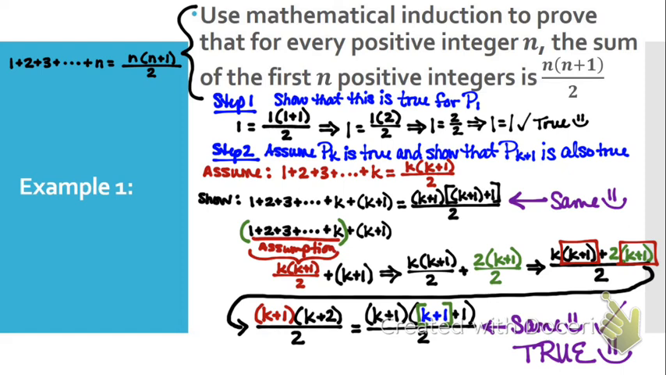So this is a way for us to show, as long as I can show that the first one is true, and I show that somewhere down the line, if I pick a random term and assume that one is true, and then I can show that the one after it would have to be true, then every one after the first one would also have to be true.